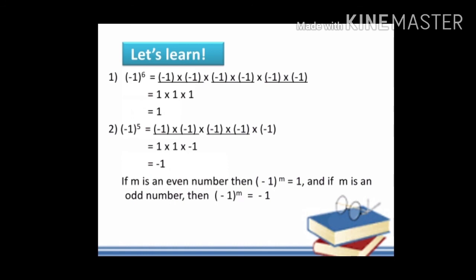In the second example, minus 1 raised to 5 is equal to minus 1 into minus 1 into minus 1 into minus 1 into minus 1. Again, we'll make groups of two numbers. So, minus 1 into minus 1, 1. Minus 1 into minus 1, 1. And the remaining minus 1 remains as it is. The overall answer is minus 1. Students, take a note that if m is an even number, then minus 1 raised to m is equal to 1, and if m is an odd number, then minus 1 raised to m is equal to minus 1.